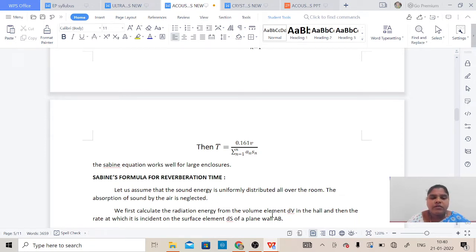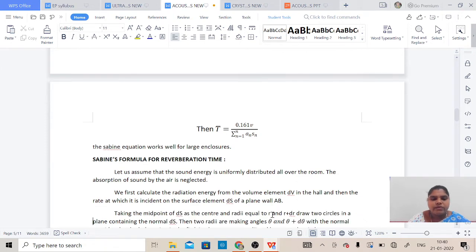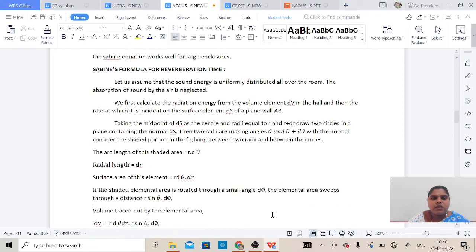Now, the derivation of Sabine's formula for reverberation time. Let us assume that the sound energy is uniformly distributed all over the room, and the absorption of sound by the air is neglected. So what do we have to do first? We have to calculate the radiation energy from the volume element dV. The entire volume is V, and let us assume an elemental volume dV in the hall.